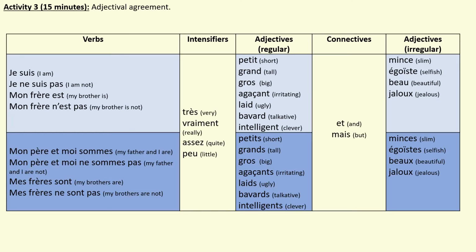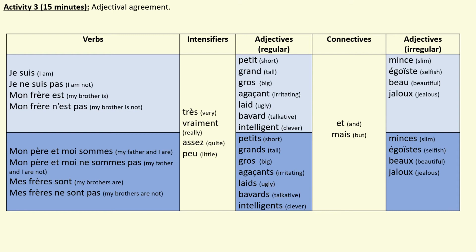Knowing that, let's talk a bit about plural. The first column, you've got the same phrases at the top, but at the bottom, for the second line, I've added some more sentences. Like mon père et moi sommes, mon père et moi ne sommes pas, mes frères sont, mes frères ne sont pas. The second column, I've left it exactly the same. The third column, you've got the same list of adjectives at the top, but at the bottom, can you all spot what's different? Yes, I've added S's at the end.